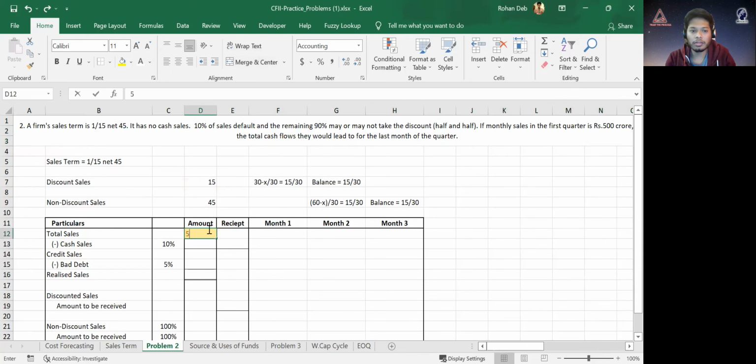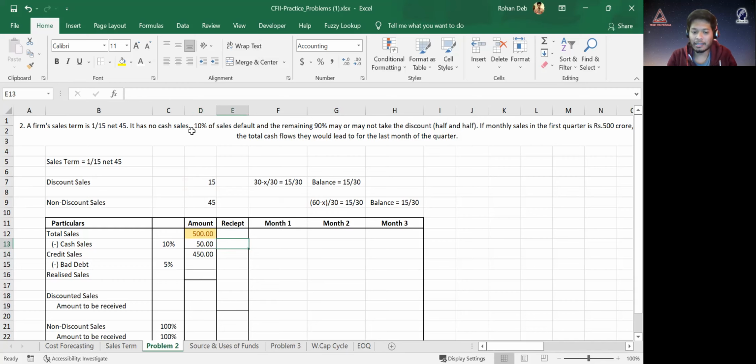So my sale is 500 crores. Cash sale, it has said it has no cash sale. So cash sale is 0. So the entire sum is credit sale. If there was a cash sale, let's say a 10% cash sale, I would have taken this into 10%. So 50 would be cash sale.